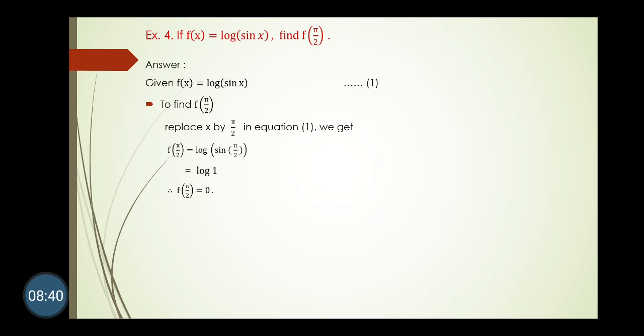And what is the value of sin 90 degrees? Is it 1? Yes, it is 1. And we know the value of log 1 is always 0. So after getting this, we get the final answer, which is f of pi by 2 is equal to 0.